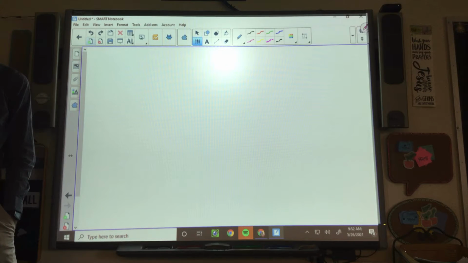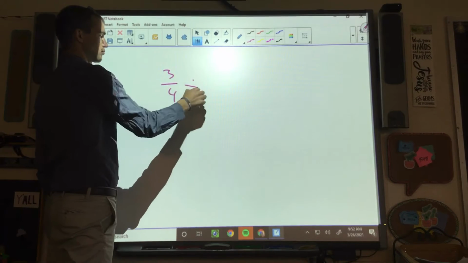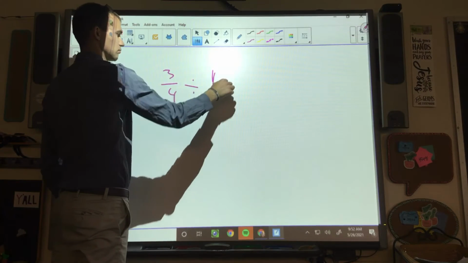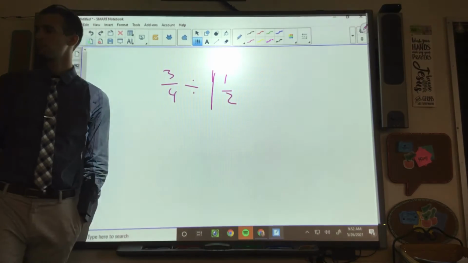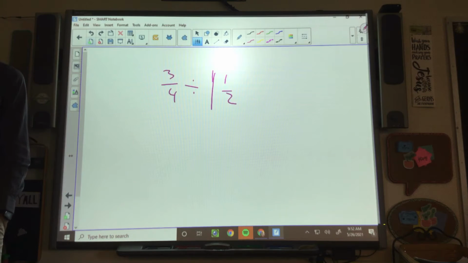Divide 3/4 by 1 and 1/2. So the first thing you're going to want to do is go 3/4 divided by 1/2. Nope, but that's what it says in the book. No, it's not. Okay, equals. Actually, this one's confusing. I don't know.